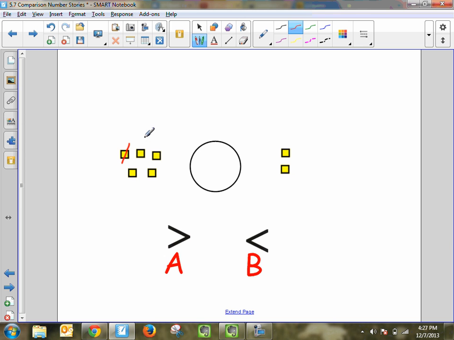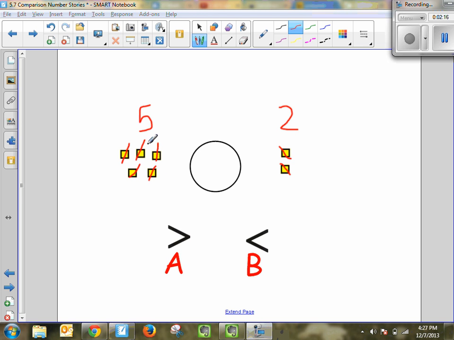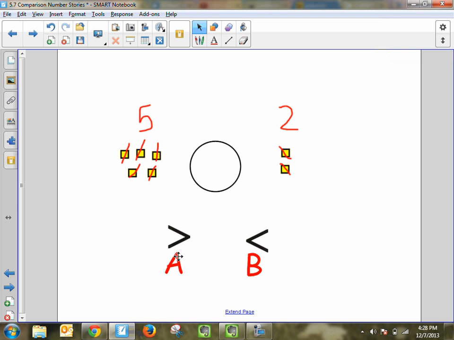We have 1, 2, 3, 4, and 5. So I'm going to put a number 5 up here so you can understand that that group of cubes is worth 5. Now over on the other side, let's count, we have 1 and 2. So above that, I'm going to write the number 2. So you can see with my two groups here that I have a group of 5 cubes and a group of 2 cubes.